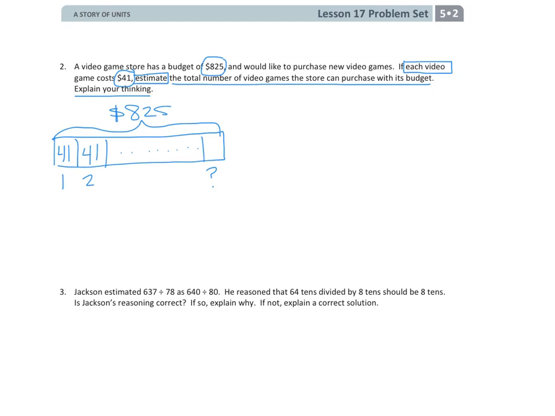Now, if we did the long division the precise way, we would get the exact number of video games. But they told us that they want us to estimate. So if we estimate, then we're using those compatible numbers or those basic math facts that we did on the previous page. So if we did 825 divided by 41, let's show our rounding. Remember, we always round the divisor. The divisor is 41, so let's say 41 is close to 40, and we're going to use the 4 as a basic math fact.